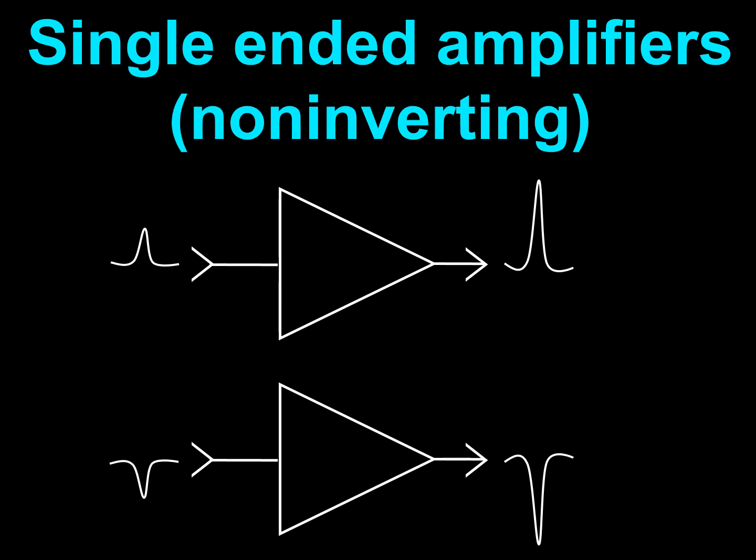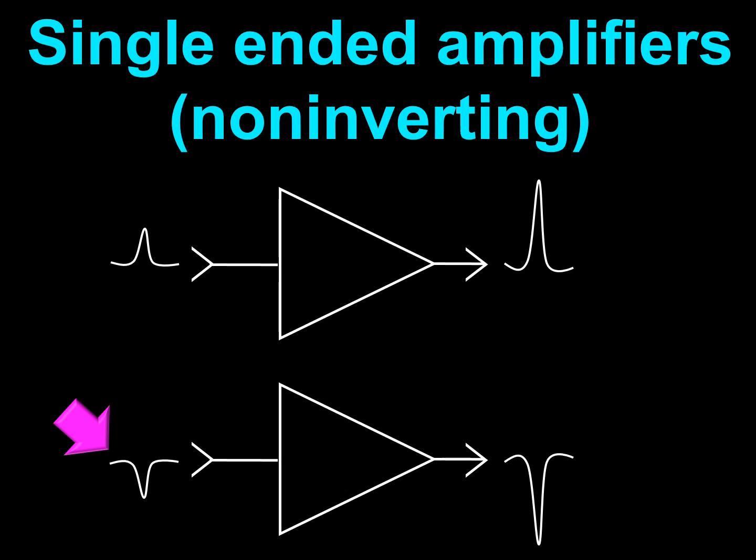This frame represents a single-ended non-inverting amplifier. These amplifiers respect the polarity of the signal. So if we refer to an up-pointing wave as a negative wave, and we find such a wave at the input of a non-inverting single-ended amplifier, at the amplifier output, the wave will be reproduced also as a negative wave.